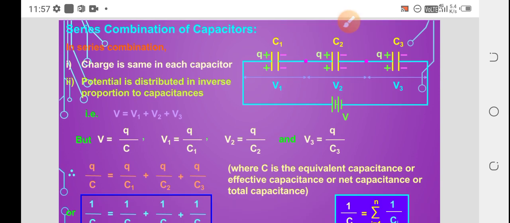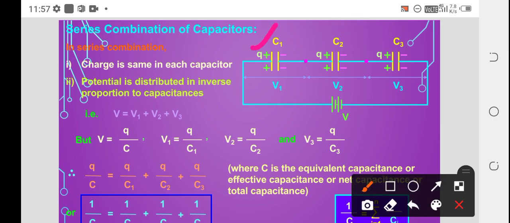I am taking three capacitors, C1, C2, C3, and these three capacitors are arranged in the series manner. Then what is happening? Let's see here. Charge is the same in each capacitor, so you can see here in each capacitor the charge remains the same. In these three capacitors the charges remain the same, that means Q, Q, Q.